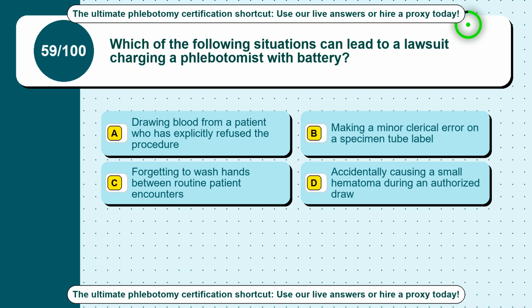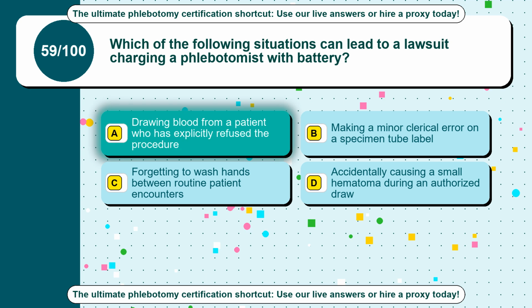Question 59. Which of the following situations can lead to a lawsuit charging a phlebotomist with battery? Option A, drawing blood from a patient who has explicitly refused the procedure. Option B, making a minor clerical error on a specimen tube label. Option C, forgetting to wash hands between routine patient encounters. Option D, accidentally causing a small hematoma during an authorized draw. The correct answer is option A, drawing blood from a patient who has explicitly refused the procedure.